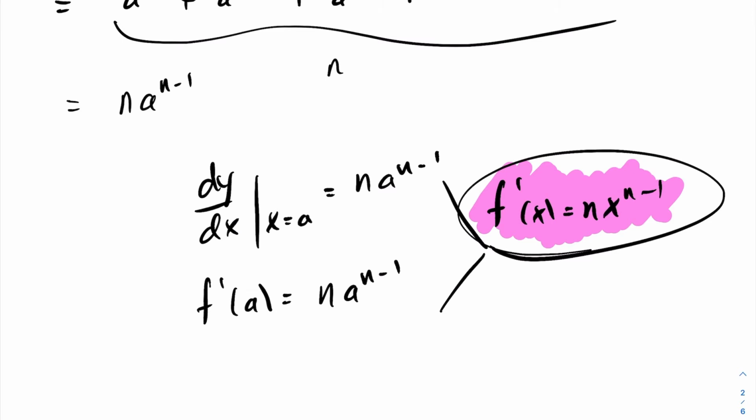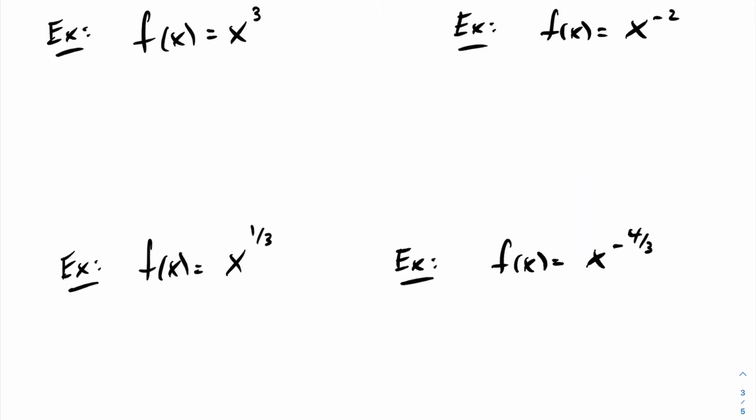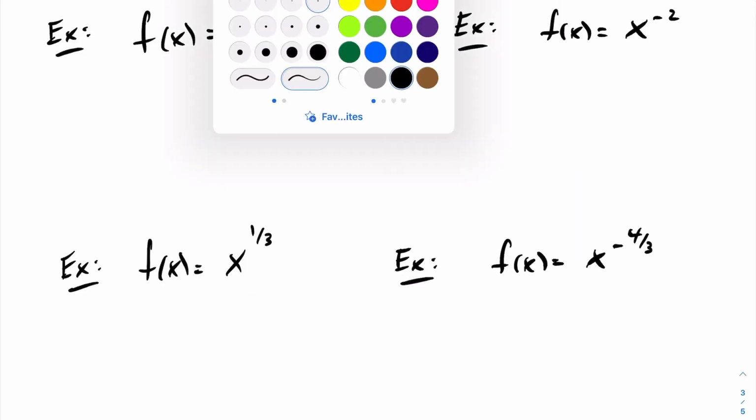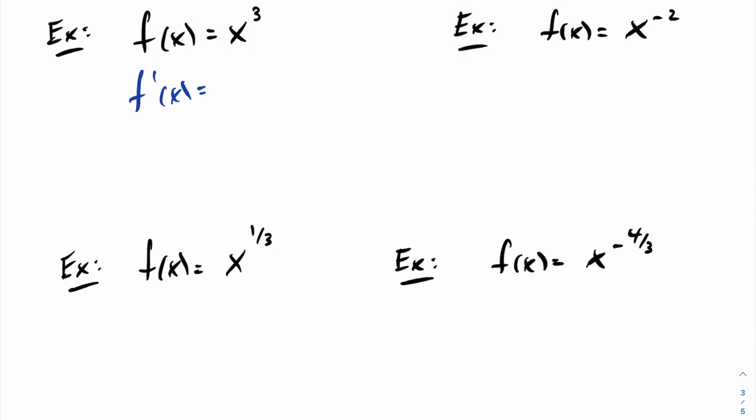Let's take a look at some applications. So in our first example here, I want to go ahead and calculate f prime. F prime at x, you're going to take the power, in this case the exponent of 3, we drop it down, and then we subtract 1. 3 minus 1 is 2. So f prime at x is 3x squared.